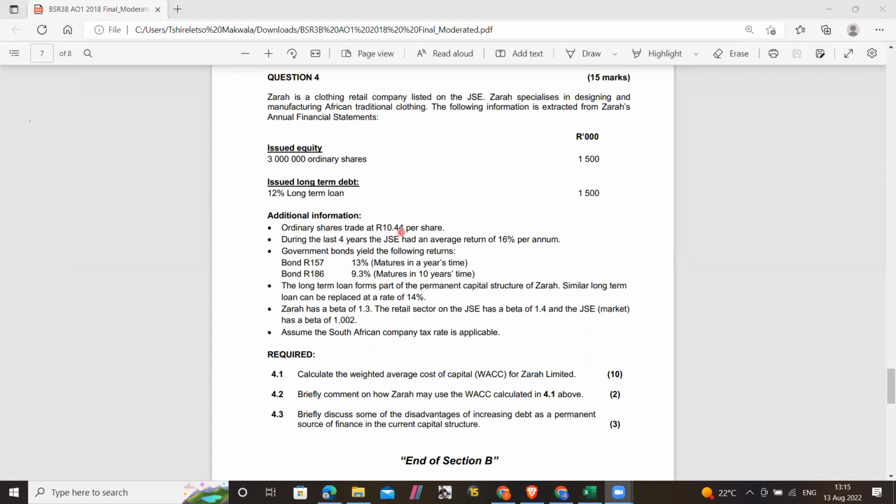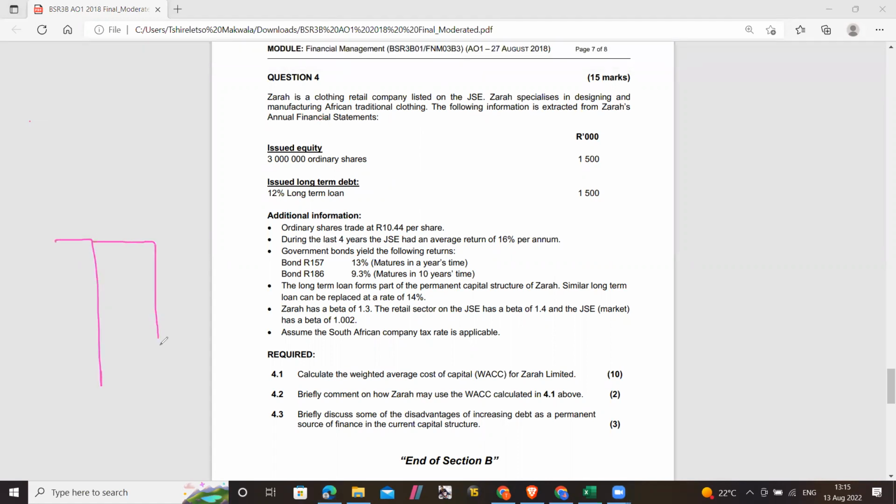So I'm not gonna do the weighting part because I already did the weighting part, the weighted average, I mean. So I'm not gonna do it here. So here we have our ordinary shares, right? And then here we have our long-term loan, right? We want the cost. So the cost of equity first, right? We want the cost of equity first.